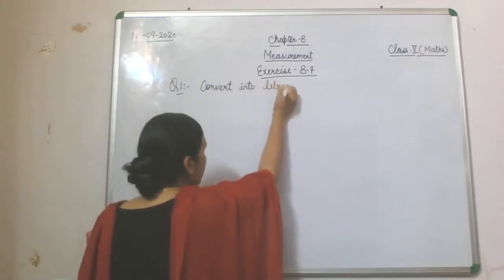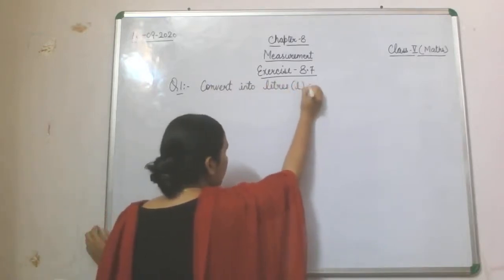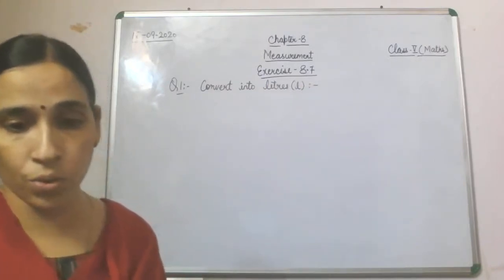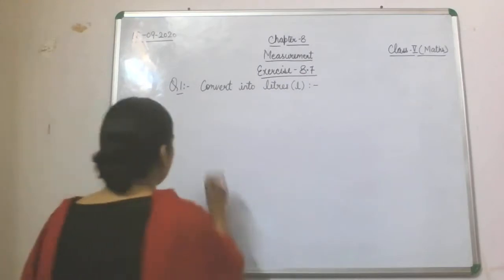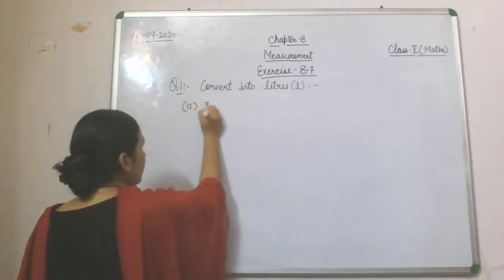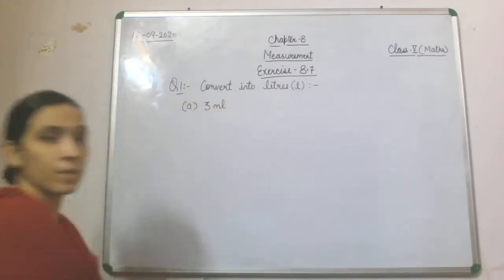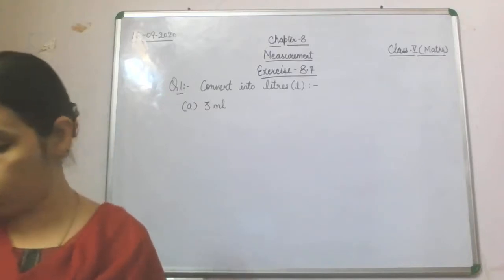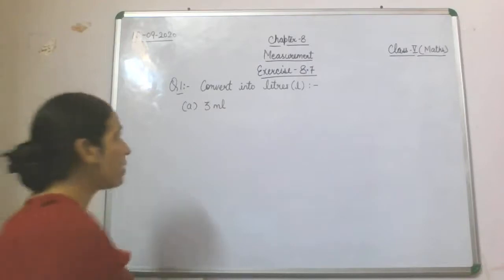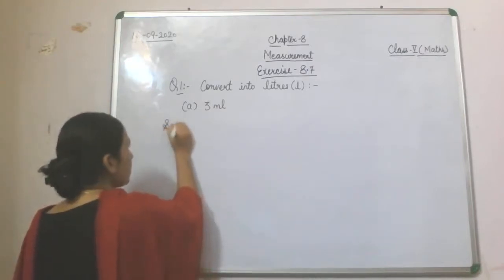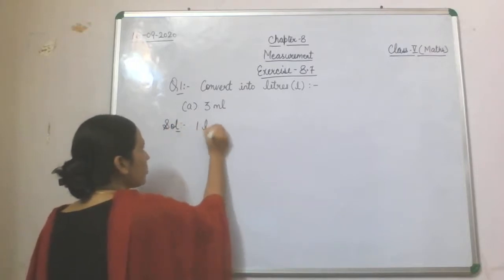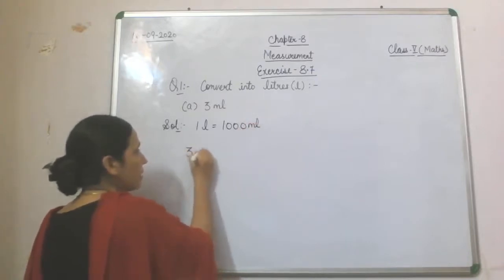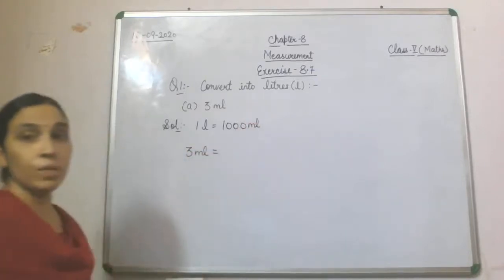liters. Now what is the symbol here? L. Fine. Convert into liters. Now what is the question given to you? Again the question is given in milliliter. A part is 3 milliliter. Now what are you supposed to do? Yes, the relation you all are aware of. First of all we'll write the relation here, that 1 liter is equal to 1000 milliliter. Now 3 milliliter.